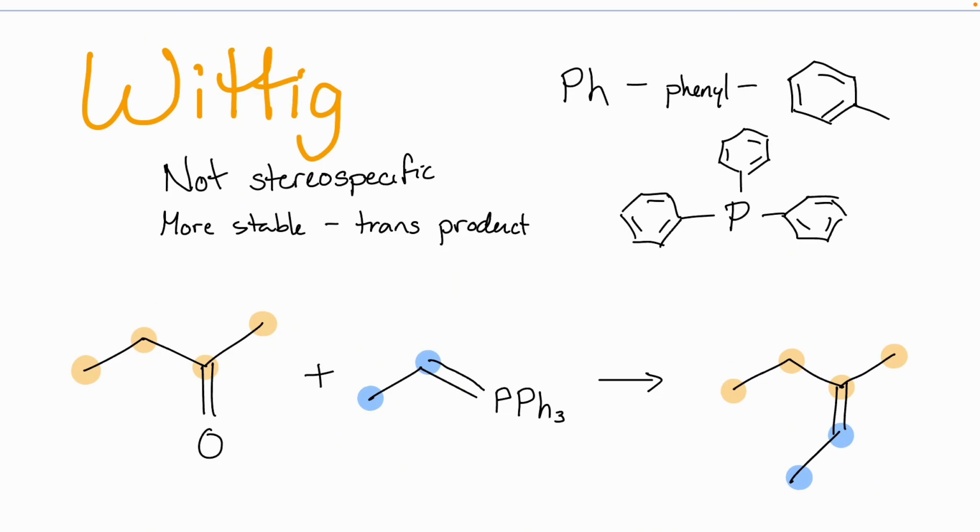All right, and truthfully, Wittig reactions are a little bit more complicated than that, but that's the extent that we're going to cover them here, okay? We're going to just blanket say that they're not stereospecific, and so that more stable product, which again is the trans product because of steric hindrance.